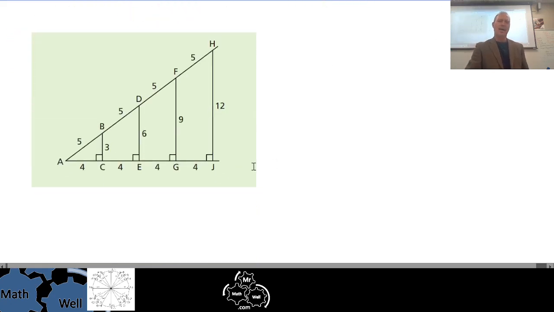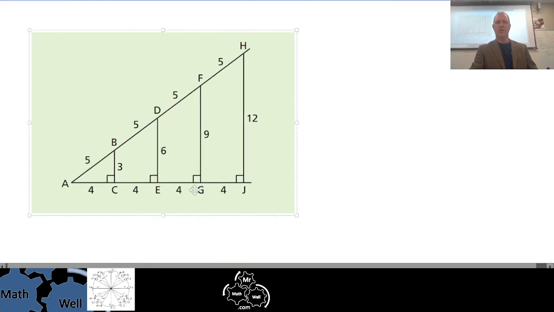Okay, I copied this from the textbook. You don't have to label it with all the letters maybe, but do label the numbers for sure. Do that first, and then we'll get to the letters.